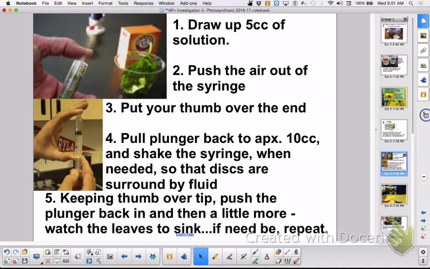Questions? Yes? So we don't have to pull the plunger back approximately 10, like it doesn't matter? That's what you suck it up. You suck up your original 5 like this, right? And then you're pulling it back to the 10 mark with your shimmy, shimmy, shake, shake, like this. And then you continue until you see your leaf sink, okay? And then you can set them like this so they stay sunk. You can set them right there.